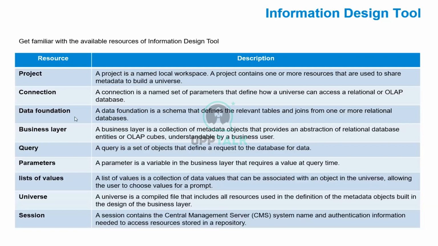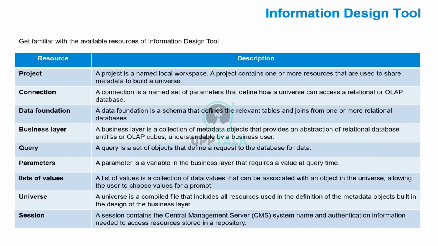After creating the data foundation, we will go ahead and create a business layer. In the business layer, as I told you earlier, there will be classes and objects. For example, product will be a class name. Under product, we will create objects like product name, product ID, quantity. Those kinds of objects, key dimensions and key figures, we will create. We will map those objects to the required columns of the tables. That is done in the business layer.